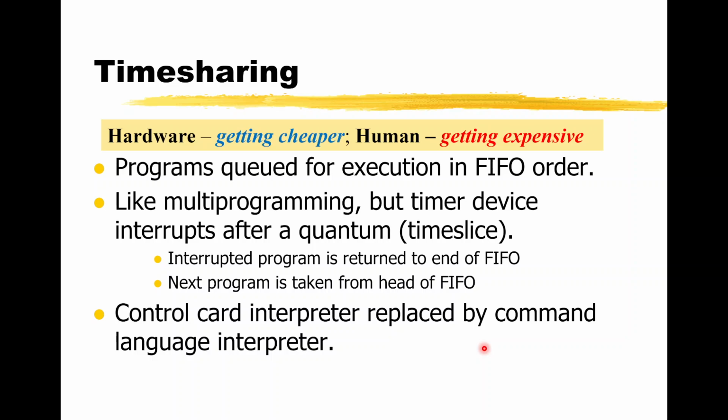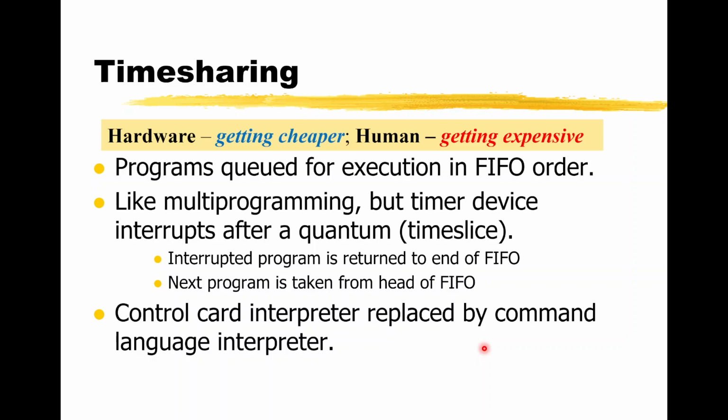Remember, in multiprogramming, once there's an interrupt, we go to service it. But here in time sharing, everybody has a time slice. You have a time slice, and once your time slice is up, they pull you out, and the next person takes over. So the timer device interrupts after a quantum, a time slice. The interrupted program is returned to the end of the FIFO.